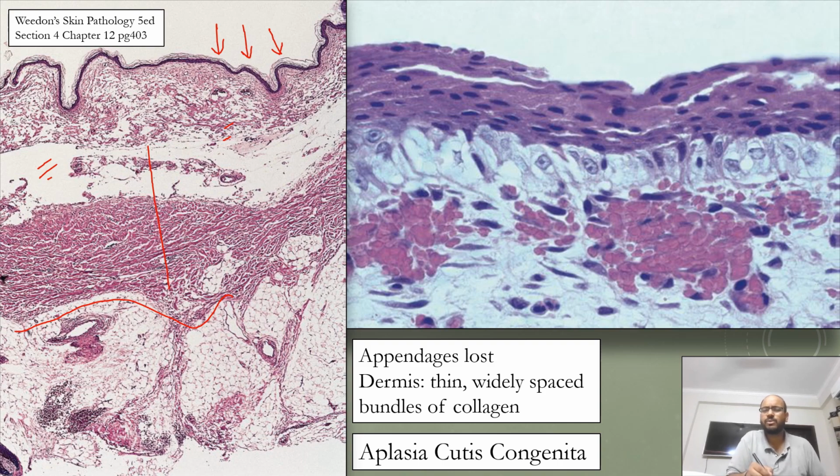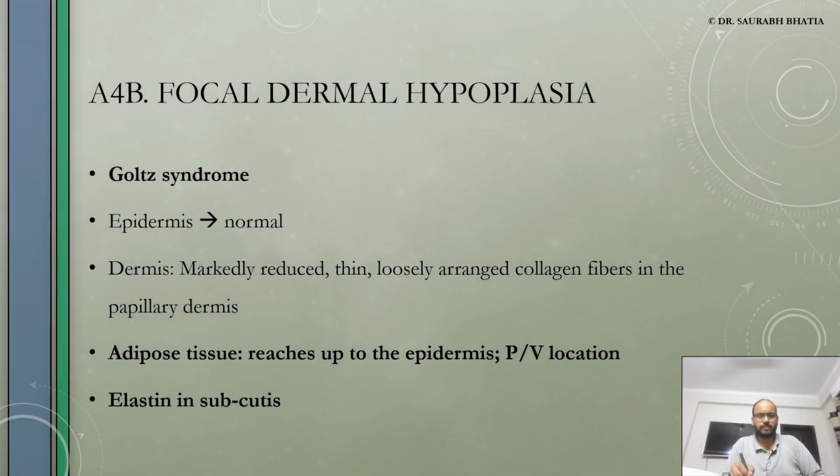The dermis has only RBCs collected. You don't have proper vessels. The dermis is also not properly there, and appendages are lost. The dermis is thin and widely spaced. The bundles of collagen are present haphazardly. That is what you see in a biopsy of aplasia cutis congenita.